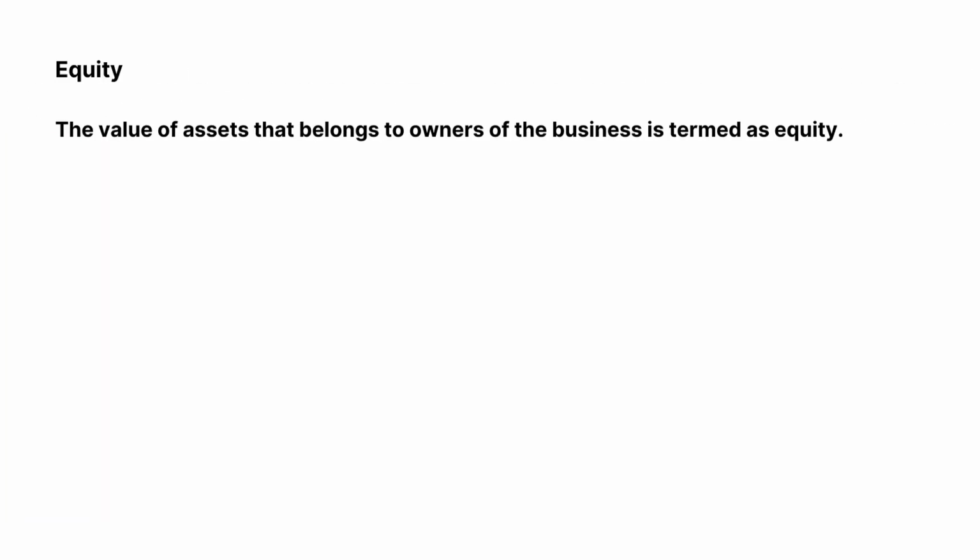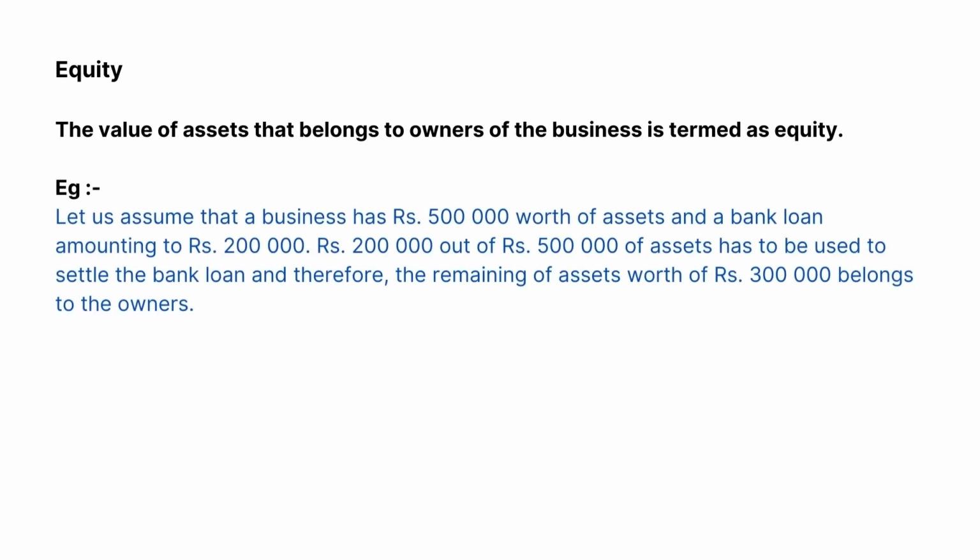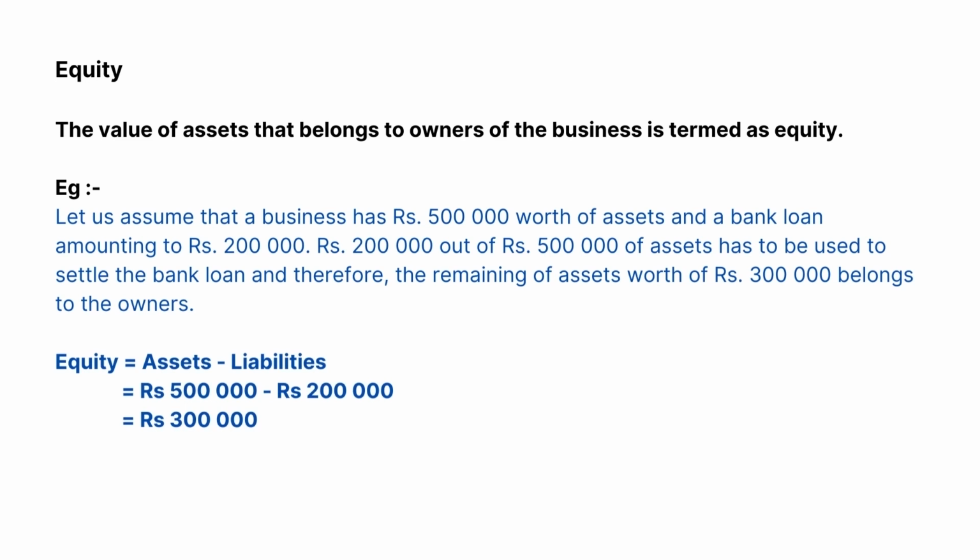Next is equity. The value of assets that belongs to owners of the business is termed as equity. If the business has liabilities, a part of its assets has to be used to settle those liabilities. After the settlement of such liabilities, the assets that remain belong to the owners of the business. Example: let us assume that a business has Rs 500,000 worth of assets and a bank loan amounting to Rs 200,000. Rs 200,000 out of Rs 500,000 of assets has to be used to settle the bank loan, and therefore, the remaining assets worth Rs 300,000 belong to the owners.